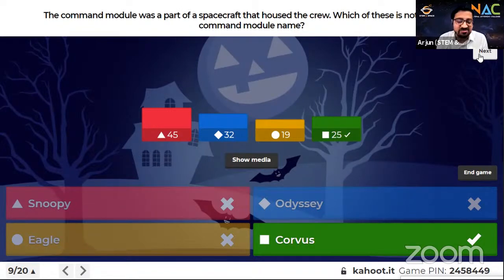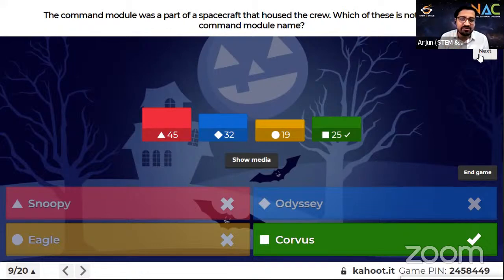As expected, this was a tough question. Yes, Snoopy looks a bit out of the picture, right? Out of these four. But no, I would like to tell you, this is a very interesting fact, that even though the first actual crewed mission was Apollo 11, in Apollo 10, NASA sent 3 astronauts near the moon. They stayed in the moon orbit and they landed a command module, a dummy command module, to see whether they get successful in that. And once they got successful, 2 months after that, Apollo 11 was launched.